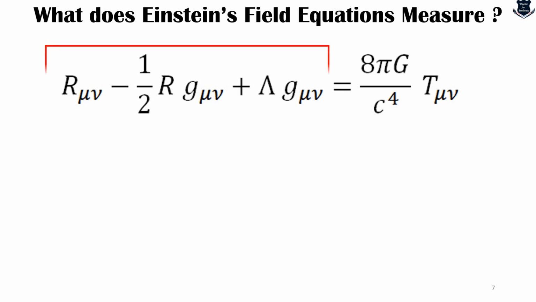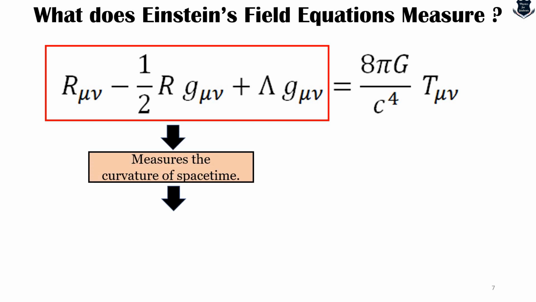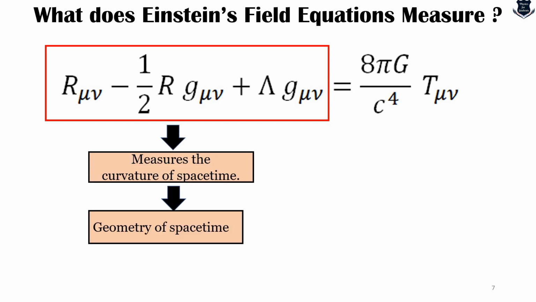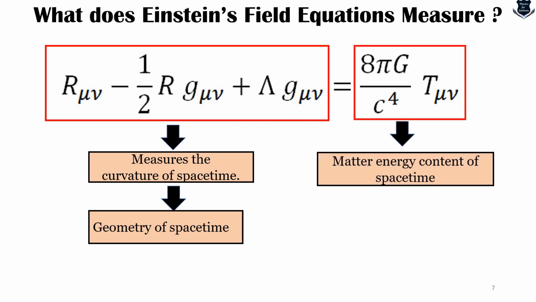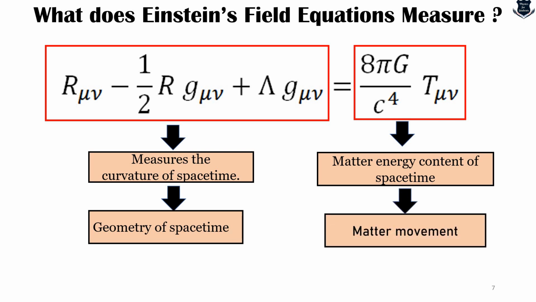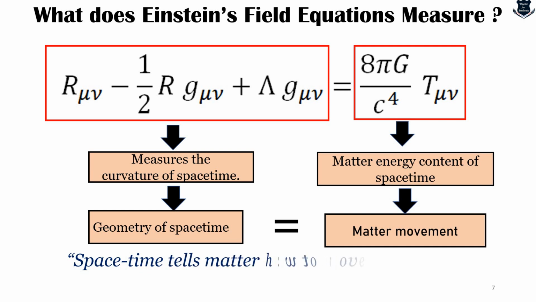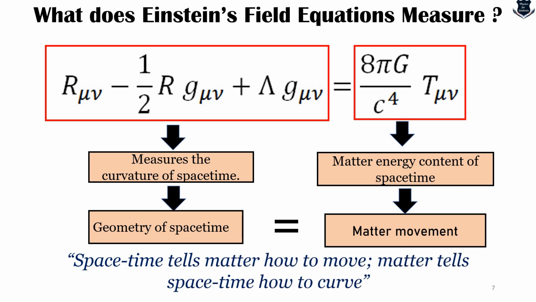So in Einstein's field equation, as we can see over here, this part actually measures the curvature of space-time. That means how much things are curved. That is basically the geometry of space-time. The right hand part is the stress energy momentum tensor. That means whenever matter is present in space-time, it measures the energy content, that is the matter movement. So the curvature of space-time and the matter movement are both equated by an equal sign, and we can summarize that space-time tells matter how to move and matter tells space-time how to curve.